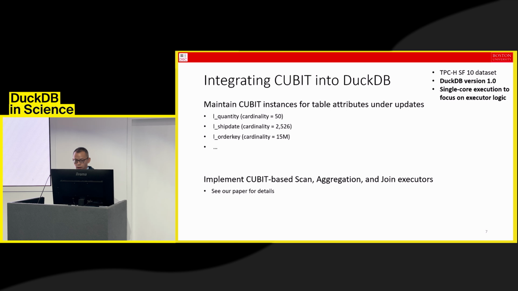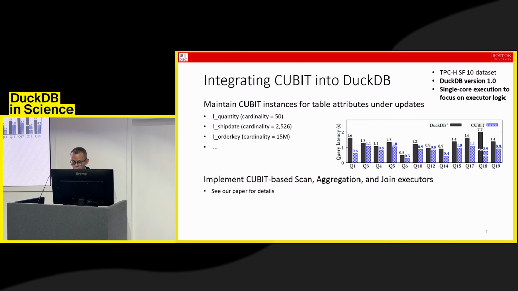Based on that, because we have Qubit instances already built, we implemented Qubit-based scan, aggregation, and join executors. They are not traditional executors, for example, relying on hash tables. Rather, they rely on bitmap indexing. Please refer to our paper for details. Our evaluation shows that across a variety of queries, the Qubit-powered query engine can outperform.